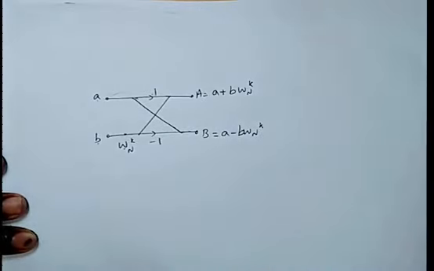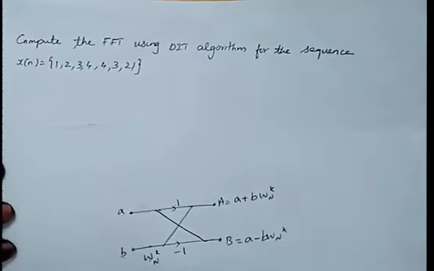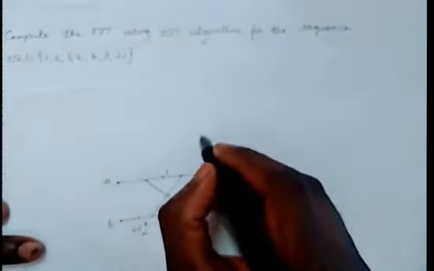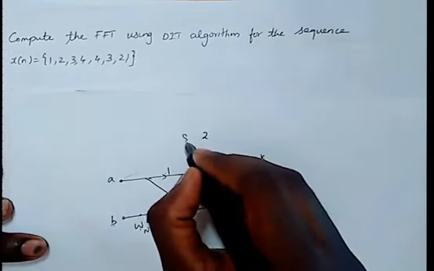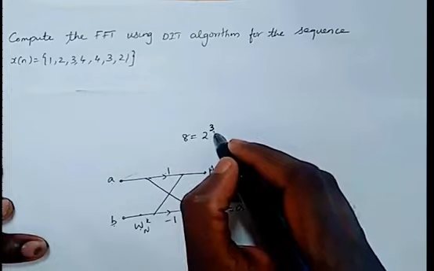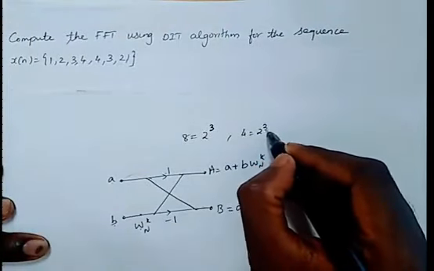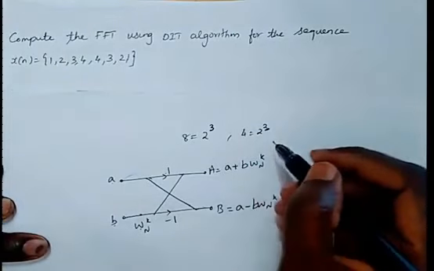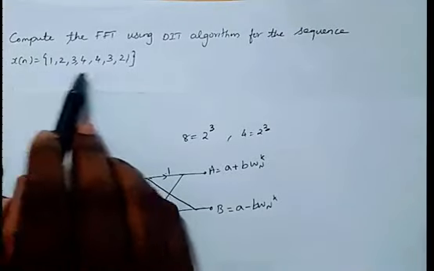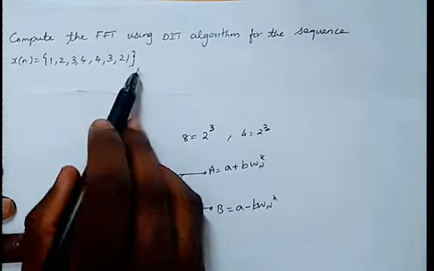The other thing that you should know is the length of the sequence. In the given question, the length of the sequence is 8, which we can write as 2 power 3, and it denotes 3 stages. If the length of the sequence is 4, which is 2 power 2, we can say it has 2 stages. Given the sequence x of n, the length is 8, so from this you can understand it is going to have 3 stages.